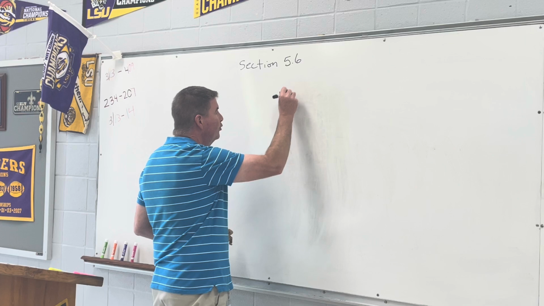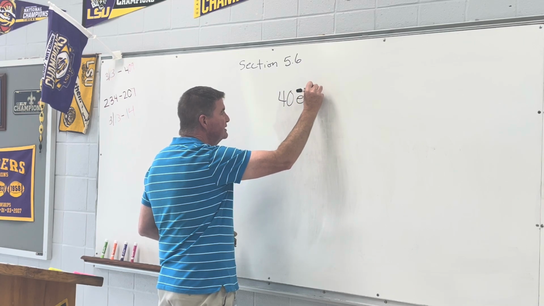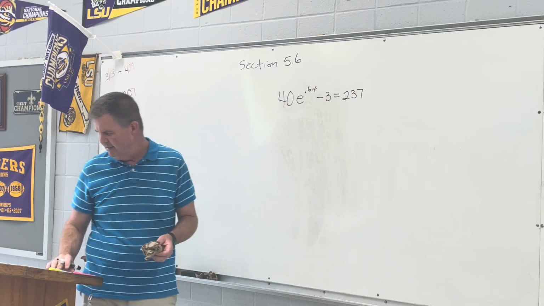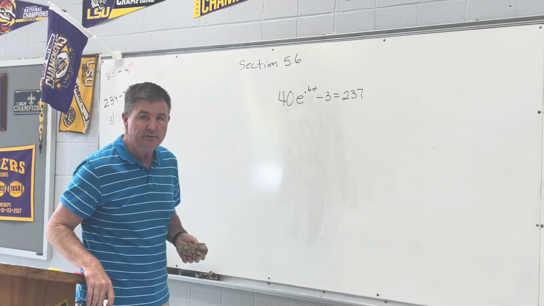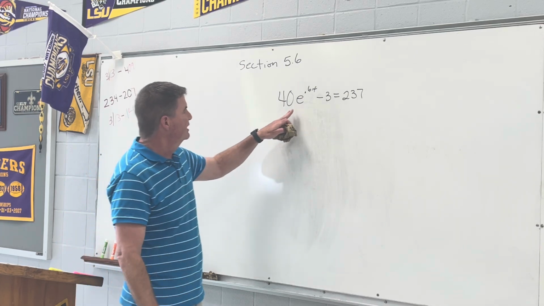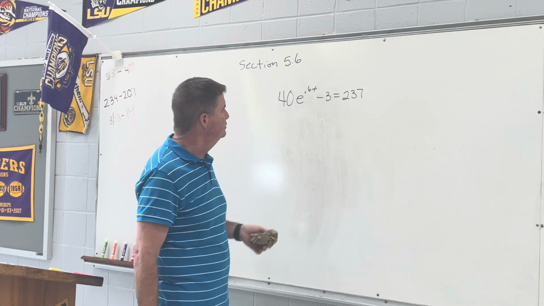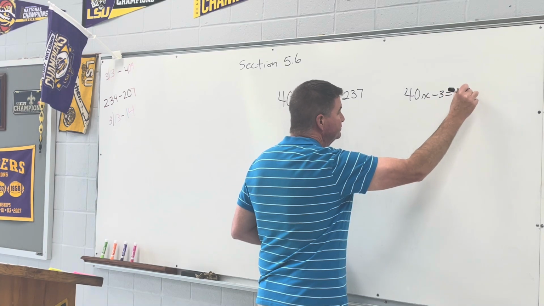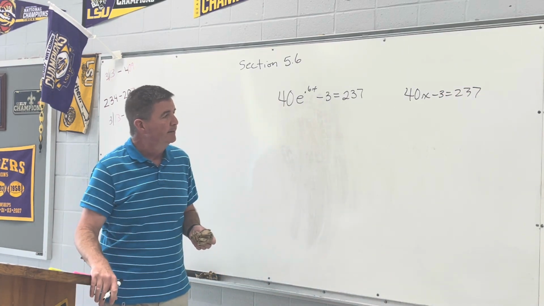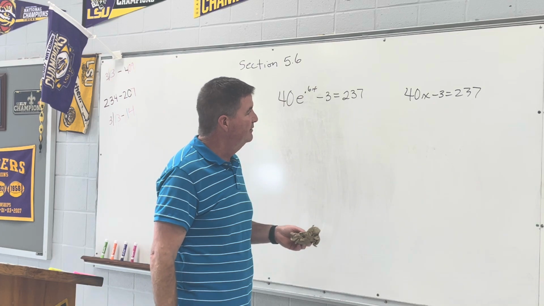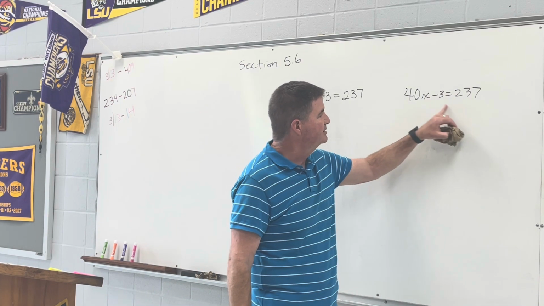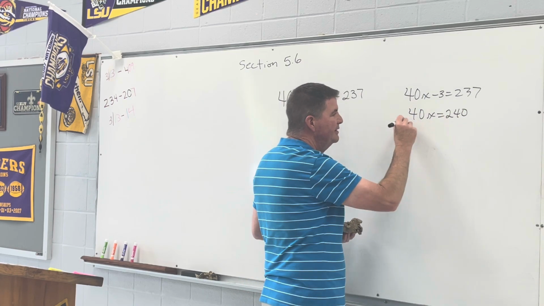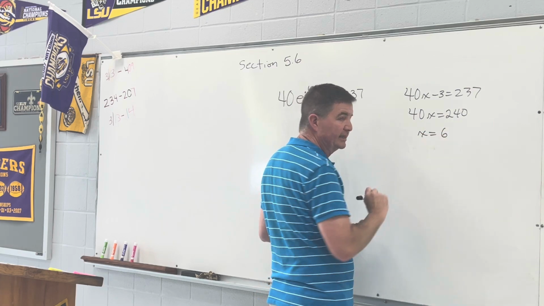So we have 40e to the 0.6x minus 3 equals 237. Now initially it looks like there's a lot to do, but it's really not. It's almost like if we had 40x minus 3 equals 237. If this was our problem, we would solve for x by bringing the 3 to the other side. 40x equals 240, and then divide by 40, and x would equal 6.